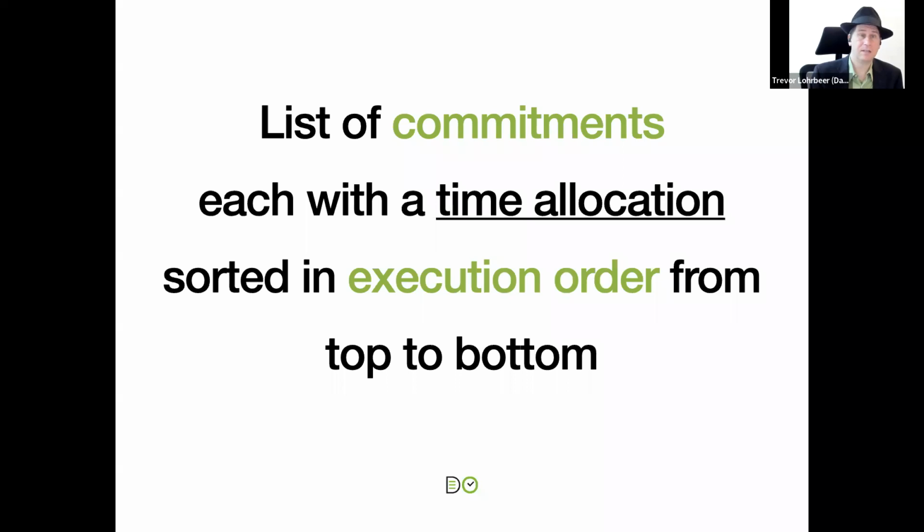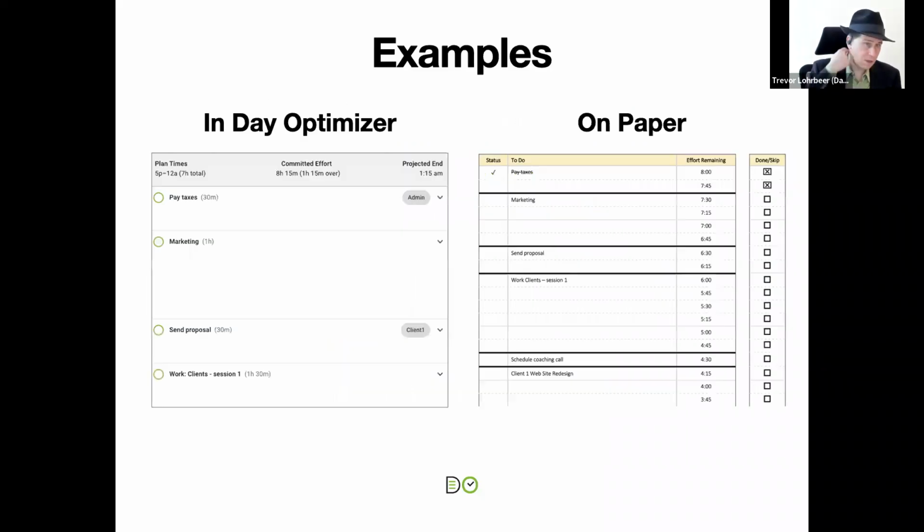A time bucket is a list of commitments, each with a time allocation, sort of in execution order from top to bottom. It's a bit of a wordy thing, so let's actually dive in and look at what that actually means. Here's 2 examples of time buckets, one in Day Optimizer, one on paper. You can see the time blocks that we just defined earlier, like paying taxes, marketing, et cetera, are actually here, but they're now stacked on top of each other. So there's pay taxes at first, marketing a second, send proposal, work client session 1.